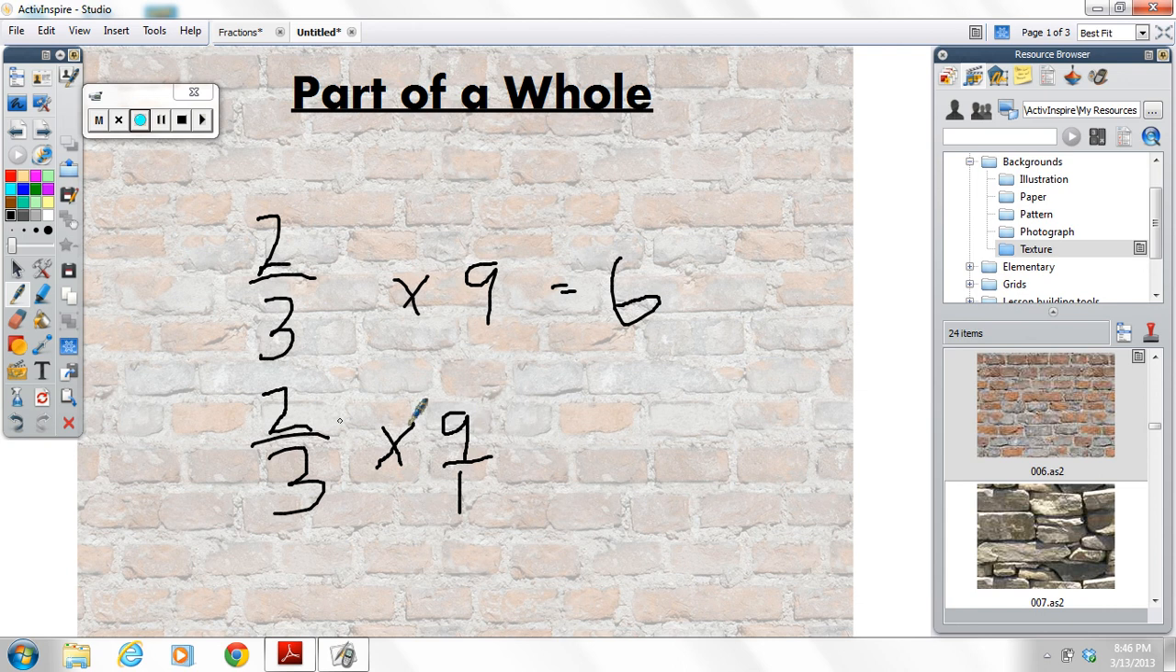Now we multiply. 2 times 9 is 18. 3 times 1 is 3. The numerator by the numerator, the denominator times the denominator, and you have 18/3. And we know that 18/3 is equal to 6, which is the exact same answer that we found when we used our models. That's how you find part of a whole.